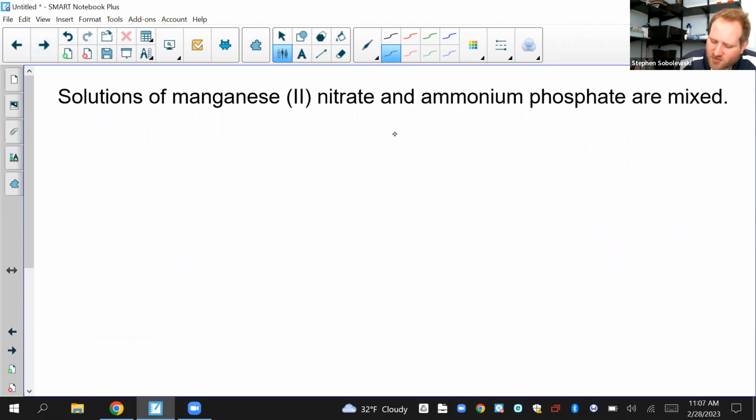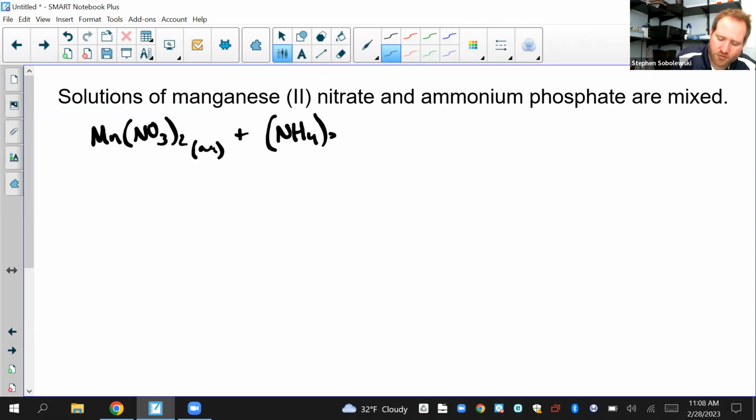Solutions of manganese 2 nitrate and ammonium phosphate are mixed. Let's do this one, including a sketch. Manganese 2 nitrate. So, well, I guess I should write out the reactants first. So Mn(NO3)2 aqueous. Ammonium phosphate is going to be (NH4)3PO4 aqueous. Note when I need parentheses and when I don't. You need them when you have more than one of the polyatomic ion.